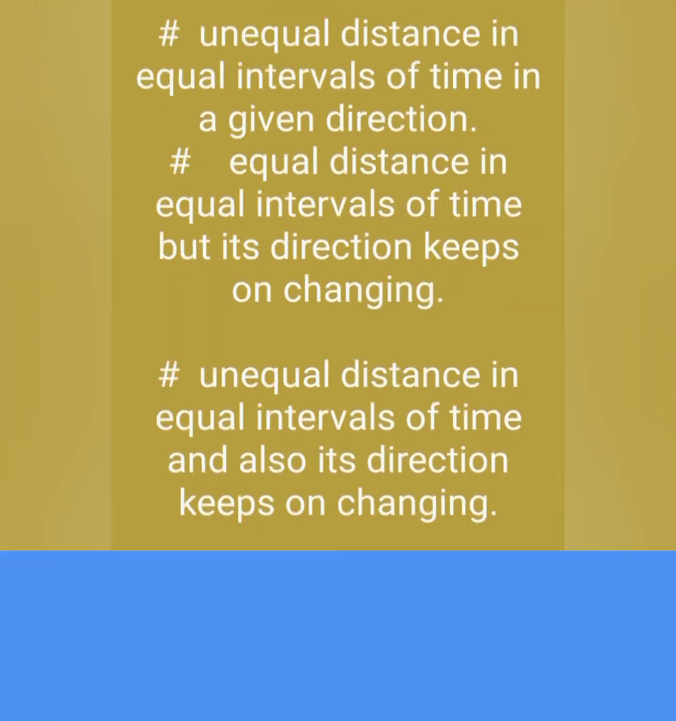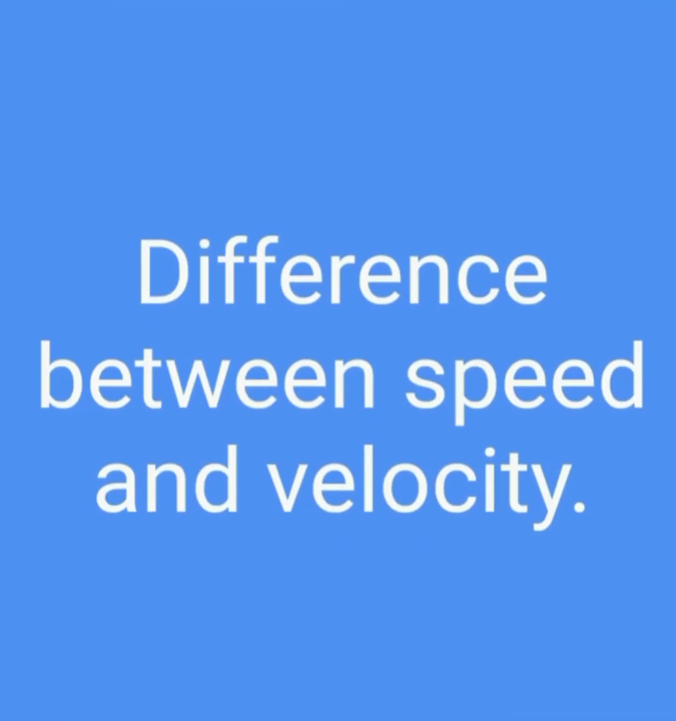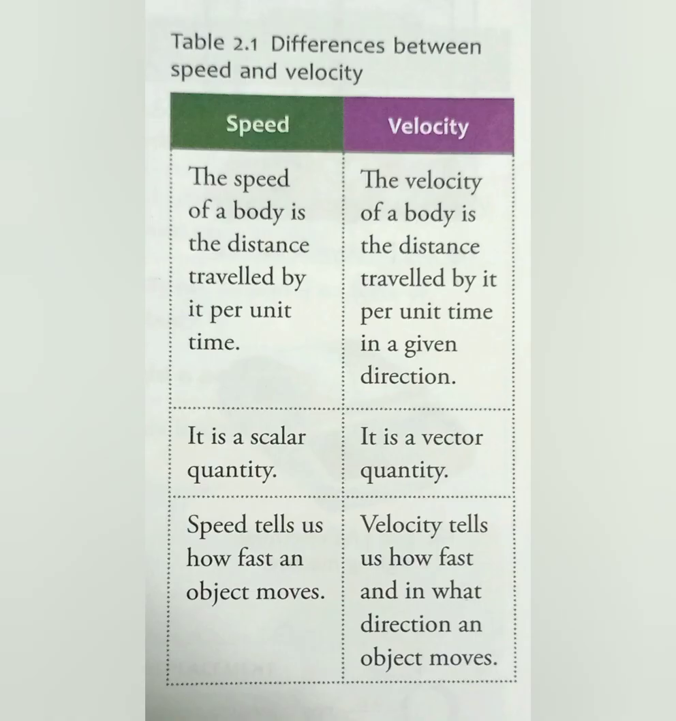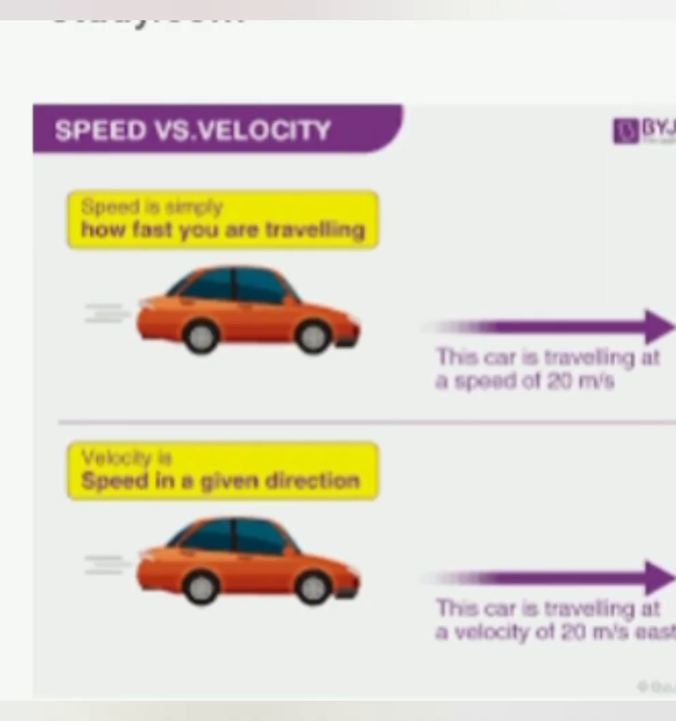Now, the difference between speed and velocity. The first point: the speed of a body is the distance traveled per unit time, and the velocity of a body is the distance traveled per unit time in a given direction. The main difference is direction. Both are the same, but the main difference is direction. In speed, no direction is given, but velocity is given the direction.